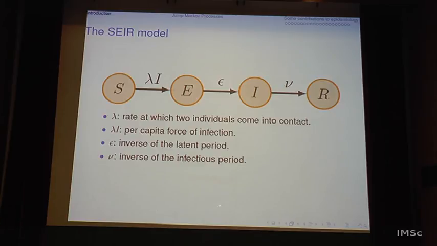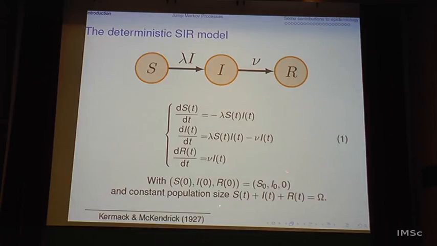So here lambda is going to be the rate at which two individuals come into contact. So when I multiply by the number of infectious individuals, that's the per capita force of infection. And epsilon and nu are the inverse of the average latent period and infectious period. So that's really that basic thing you know already. And then here I consider a much simpler model. This is the first compartmental model that was proposed by Kermack and McKendrick in 1927. It's an SIR model, and you know these equations perfectly.